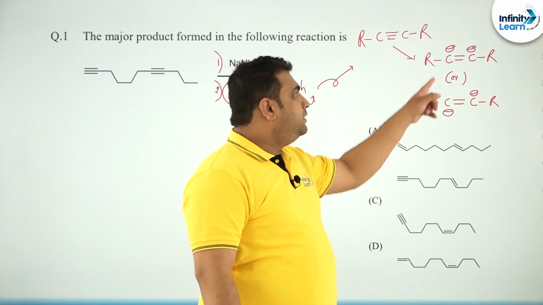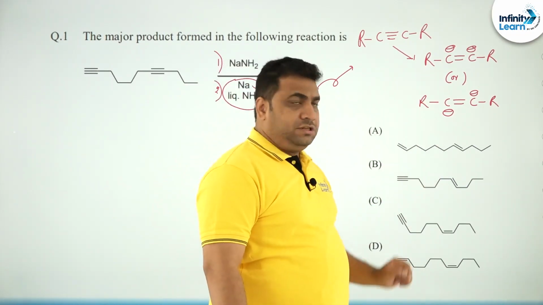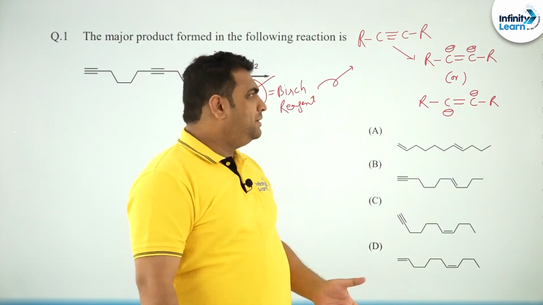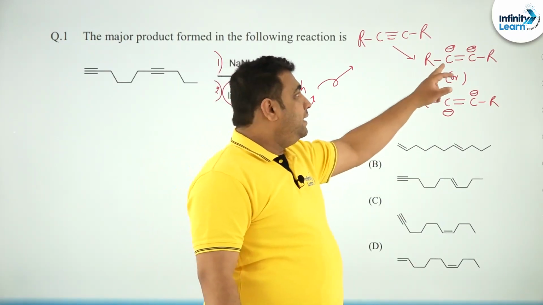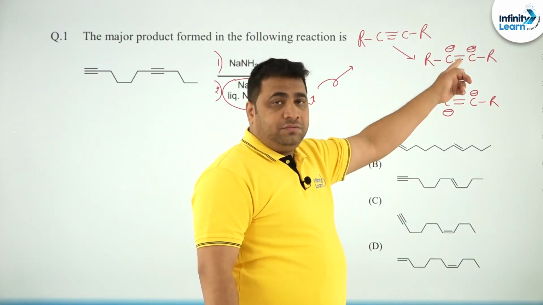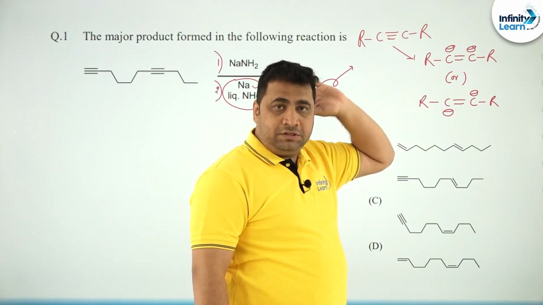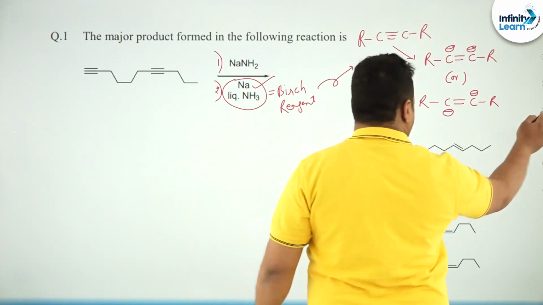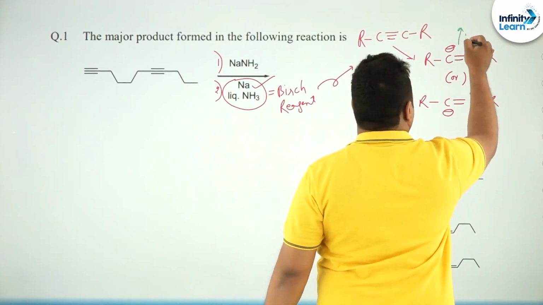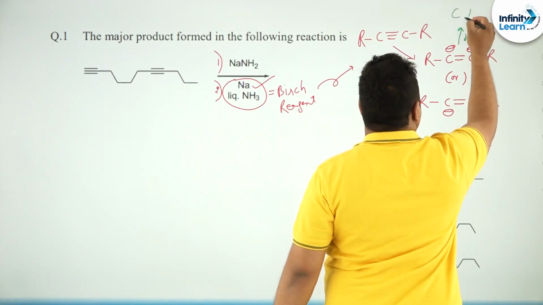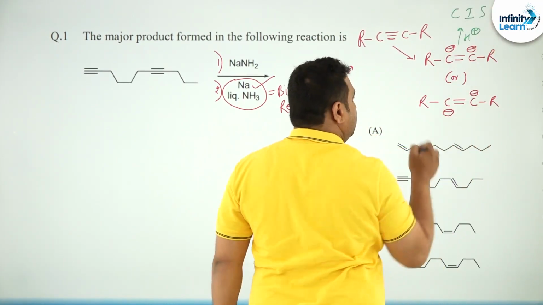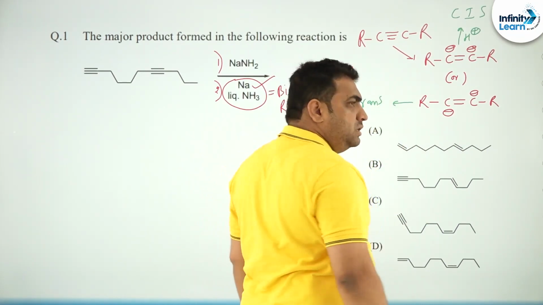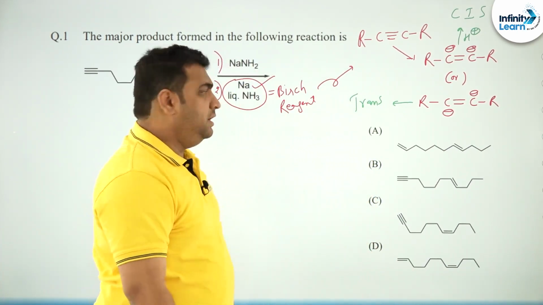Now, tell me, among these two, which is more stable? The second one is more stable. Why? Because the negative charges are opposite to each other and do not have any repulsion. Absolutely no repulsion. But in the first one, if you see, both negative charges are side by side, so there is a lot of repulsion. Then the next step goes like this: this will take protons and form the cis isomer, because both hydrogens will come on the same side, and this will take protons and form the trans isomer. This is the main concept of the Birch reduction reaction.